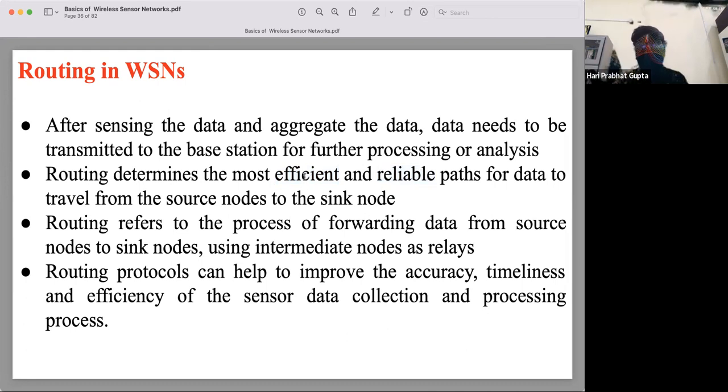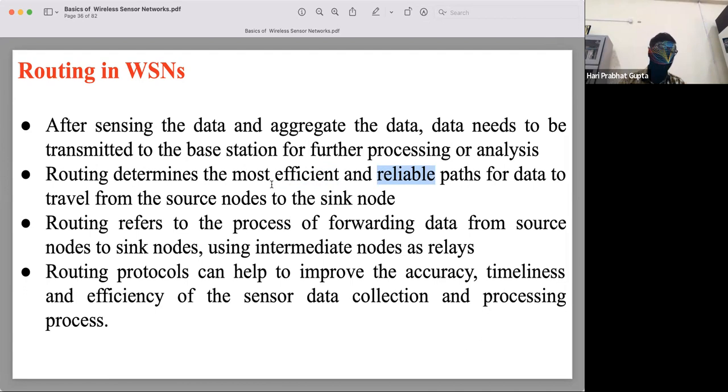So it's up to you what your requirement is. If your routing algorithm requirement is most efficient, and you are not worried about whether the data is transmitted or not, and you are ready to tolerate some failure of the data, then efficiency comes into the picture. But if you are worried about reliability, that means your data must be transmitted, then definitely you are worried about the reliability. Even if they consume more energy and it takes more time, you are worried.